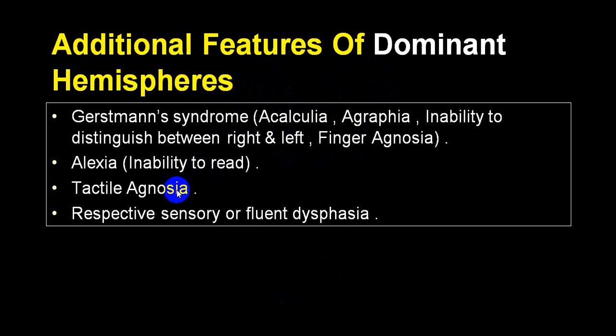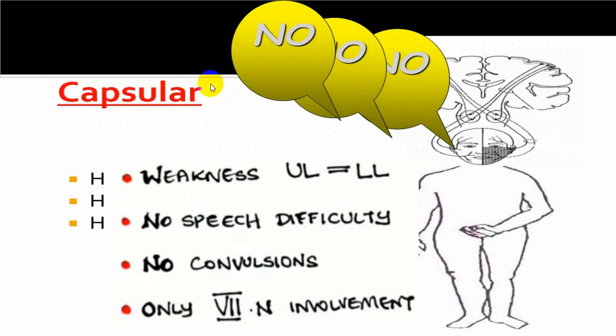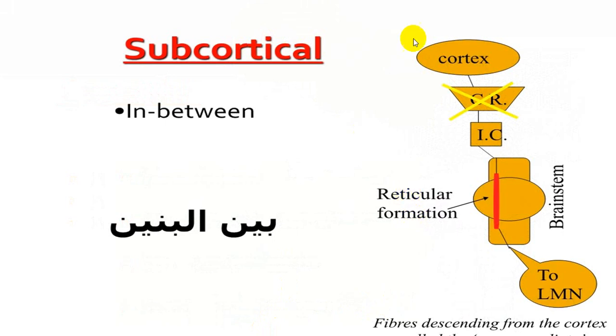Alexia can also be seen, tactile agnosia, and the person will have Wernicke's aphasia. If there is an internal capsular lesion, you will have a dense hemiplegia, meaning the upper limb is equally involved as the lower limb. No speech difficulty, particularly aphasia. But because of the simultaneous face involvement, the person can have dysarthria. No convulsions. You will have upper motor neuron facial and hypoglossal involvement, that is genioglossus. In subcortical lesions, there is always a sparing effect because the corona radiata is a spread out of fibers.